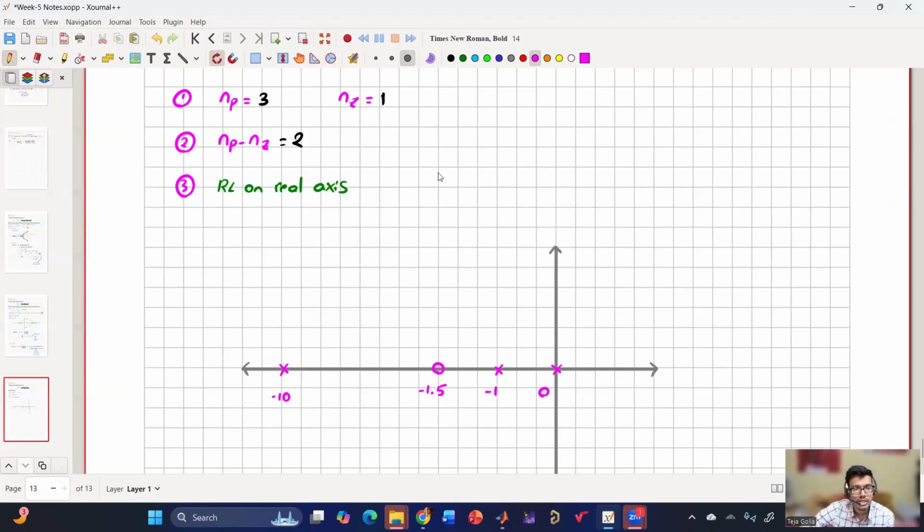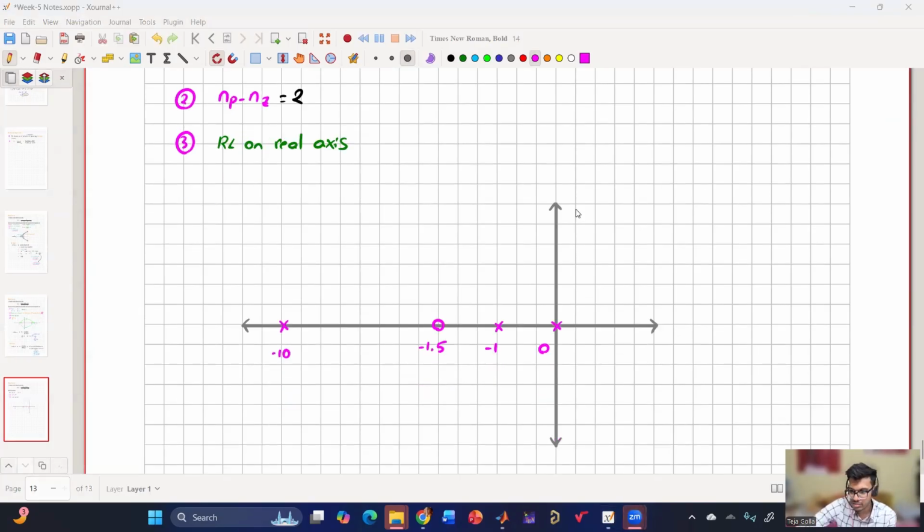So checking, you said -1 and 0. Yes, very good, -1 and 0. Any other region? -10 and -1.5. Very good. Okay, so now this is the way it is, right?